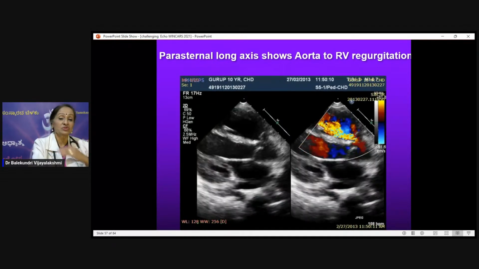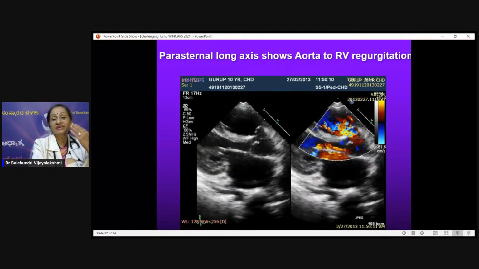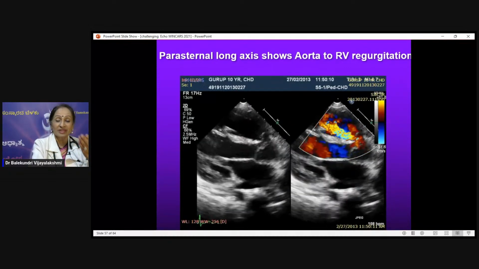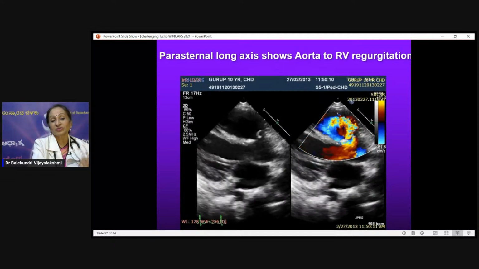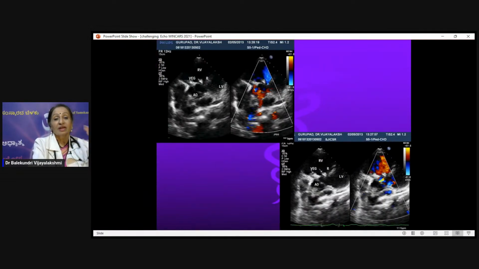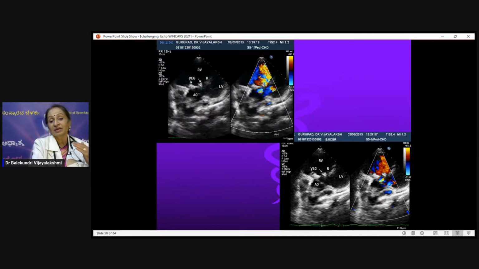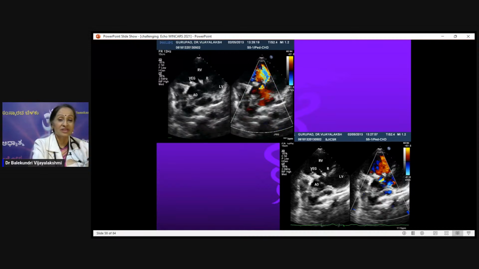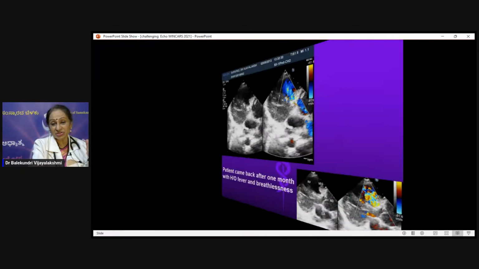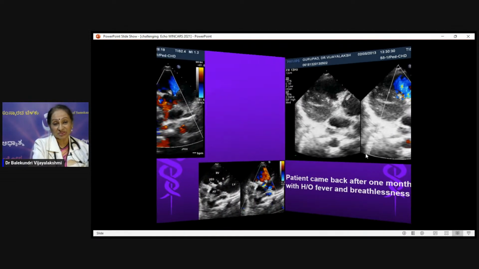The VSD was stitched in a wrong way, and that's how we know one cusp, the right coronary cusp, was on the RV side, and the left was on the RA side, and that's how the registration was there. This patient was surgically corrected, but unfortunately he came back after 1 month, and then, to the shock of my life, you can see that multiple vegetations were there, and this is how we know we could not save the patient ultimately, despite our best effort.